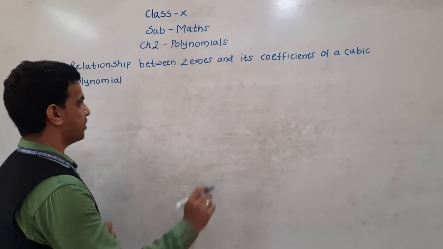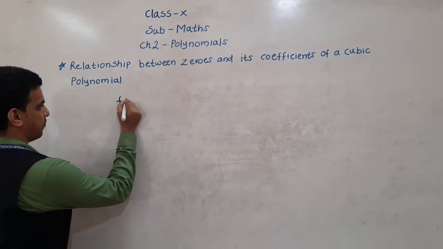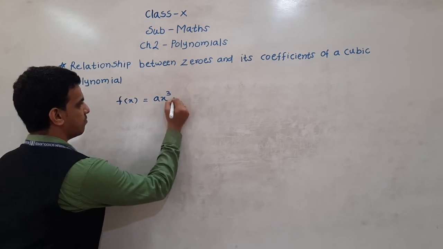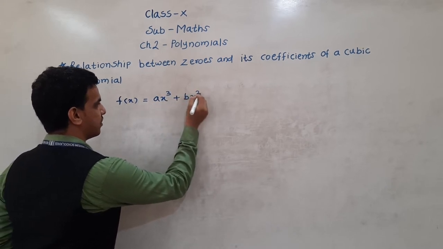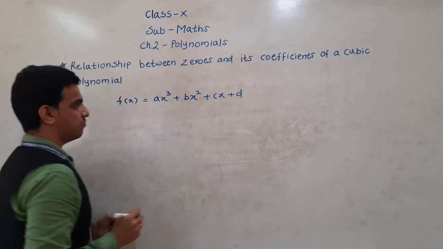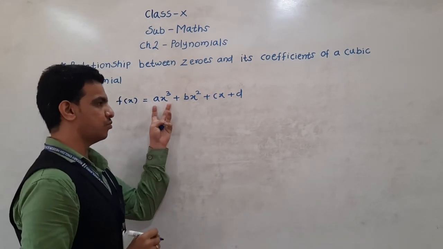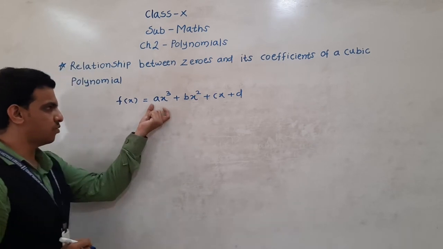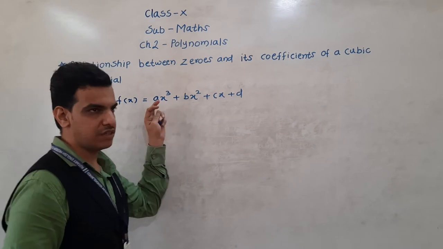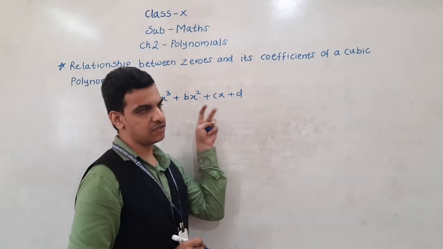So if we consider the cubic polynomial f of x is equal to a x cube plus b x square plus c x plus d. This polynomial is cubic because the degree of this polynomial is 3. If the degree is 3, we call this polynomial a cubic polynomial.